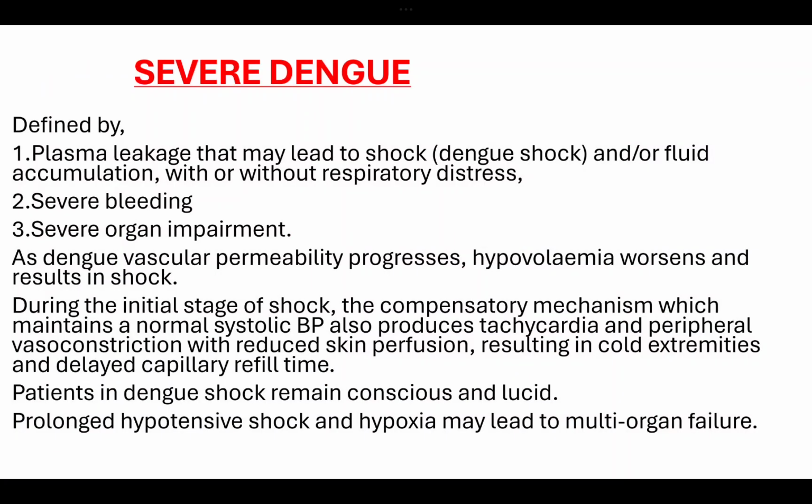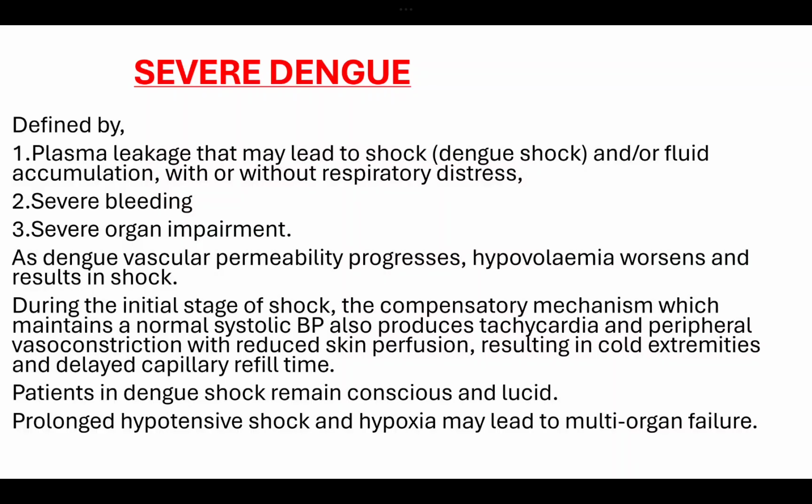Now we'll see the severe dengue. Severe dengue is defined by one or more of the following. What is severe dengue? Severe dengue is nothing but the plasma leakage that will lead to shock. That is dengue shock, or the fluid accumulation with or without the respiratory distress, or it can be presenting as a severe bleeding and severe organ impairment.